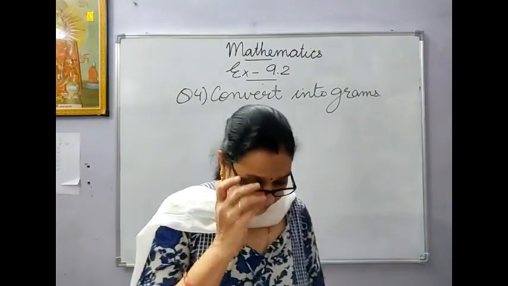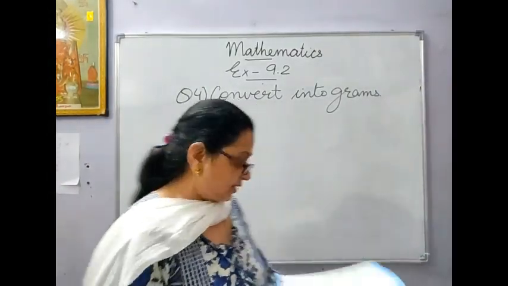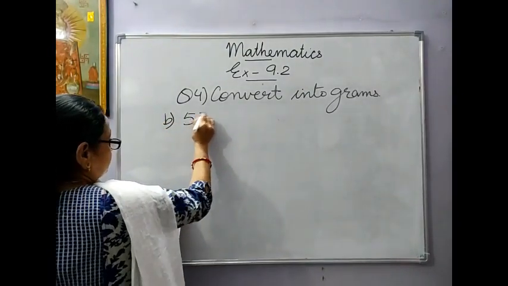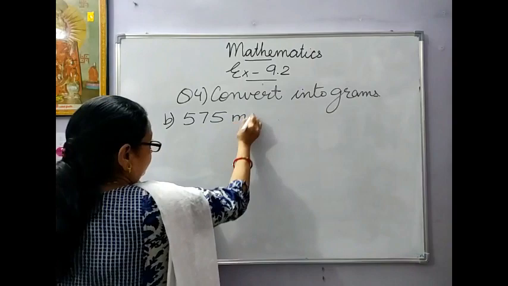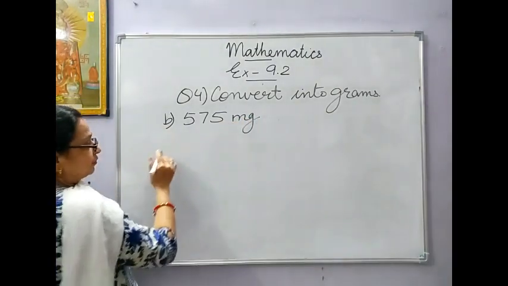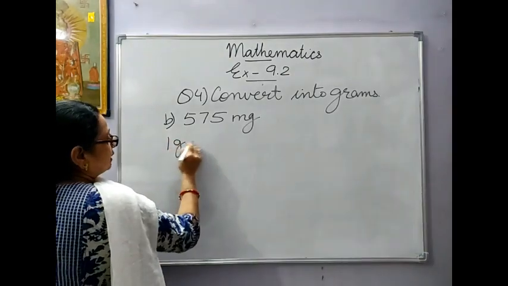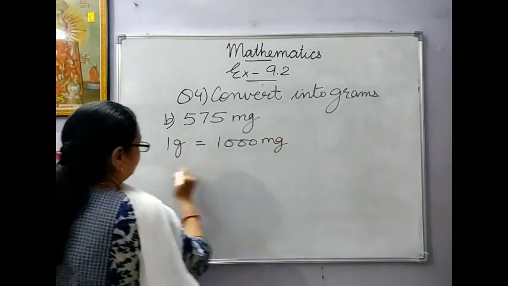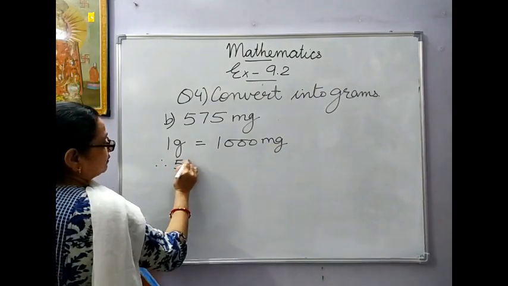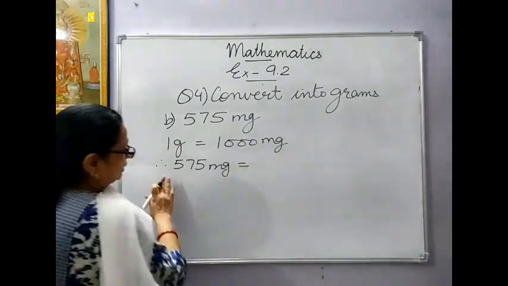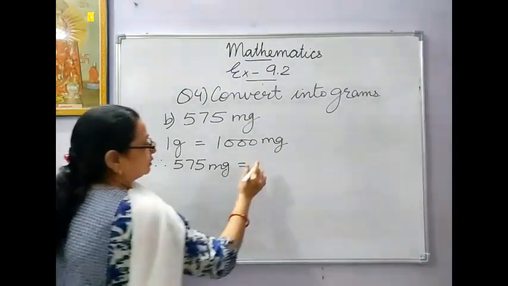Next I will be showing some number B. It is 575 milligram. Now there is no gram, only milligram is there. First of all, we write the relationship. 1 gram is equals to 1000 milligram. Therefore, 575 milligram is equals to, there is no gram part, so we will write only this.